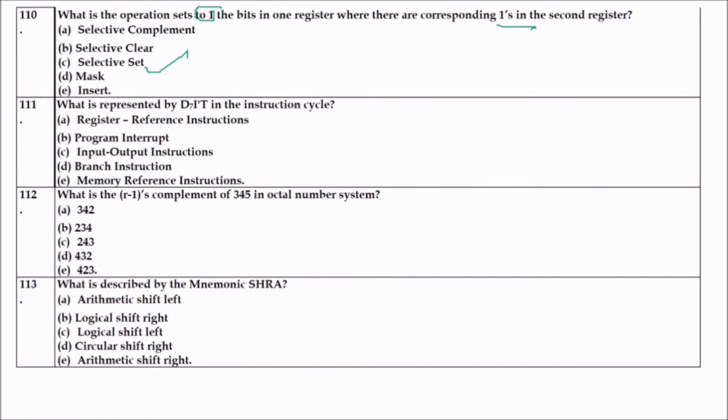Next is, what is represented by this one, D7IT, in the instruction cycle? So let me write it for you again. D7IT. What is represented by this in the instruction cycle? Can you find the answer which best suits this question? The answer is register reference operation, D7IT.